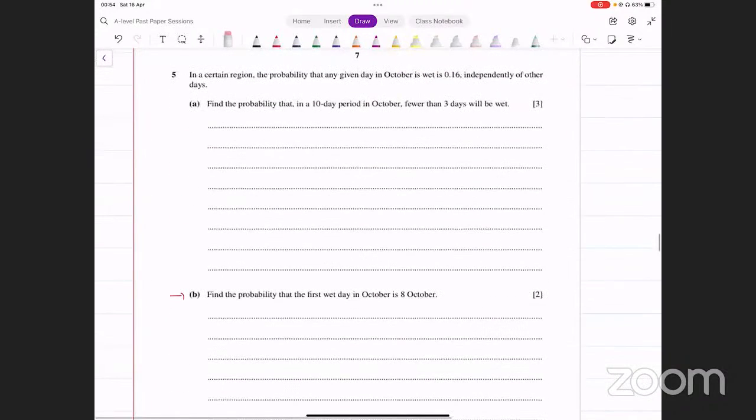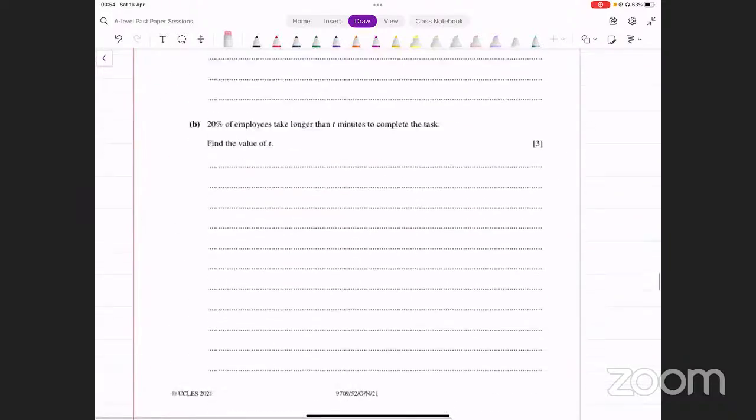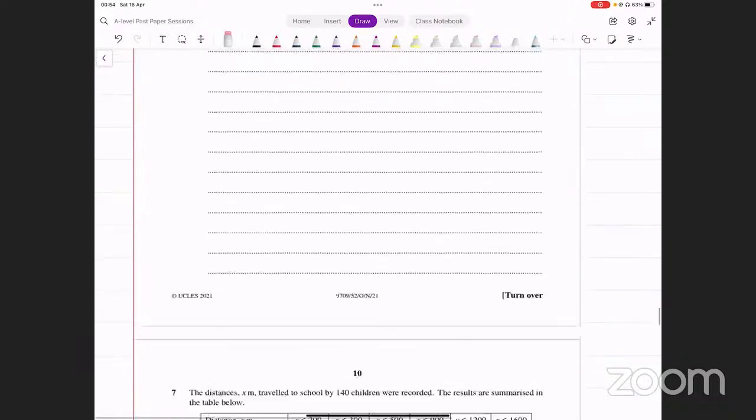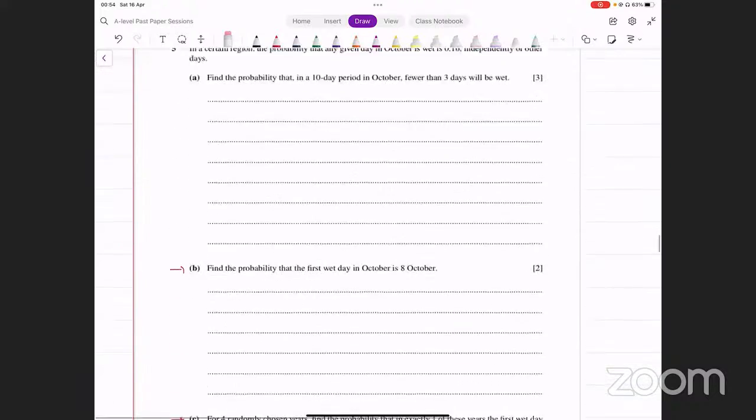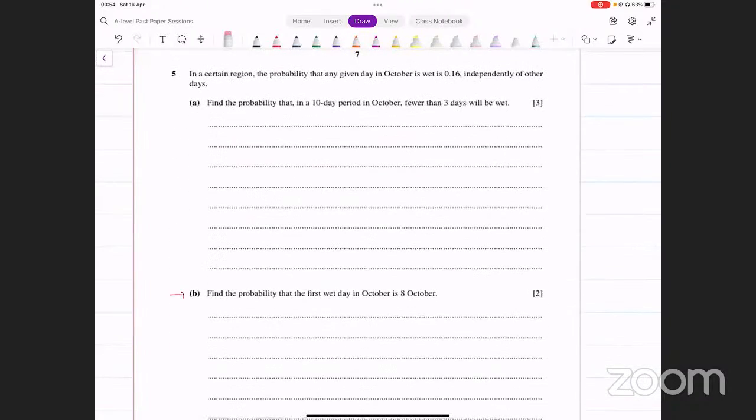Let's do the next one, question number 5. इस पेपर से हमने क्या करना है और 6 भी करना है. Okay, so we have a few more questions to do. Let's do this one. Question number 5.